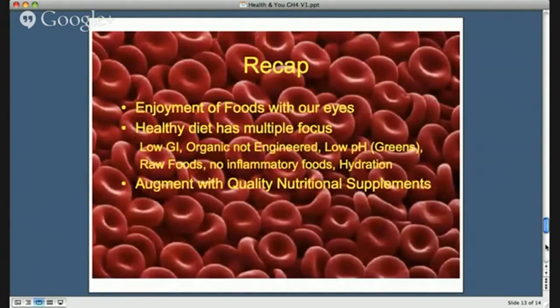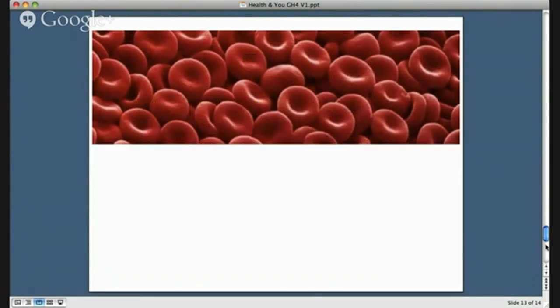So just to recap, enjoyment of foods is critical. The health of the diet involves low GI, organic, non-engineered food, low pH, raw foods, no inflammatory foods, and good hydration, augmented with nutritional supplements.